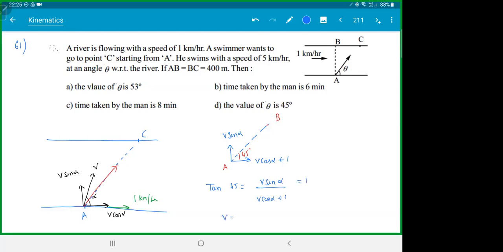So from here we get V, he's swimming with the speed of 5, right? So we get 5 sin alpha is equal to 5 cos alpha plus 1. Now you can clearly see alpha is the only one which satisfies this condition. Sin alpha minus cos alpha is equal to 1 by 5. You can use a little geometry, but you can clearly see alpha is 53 degrees. First option.